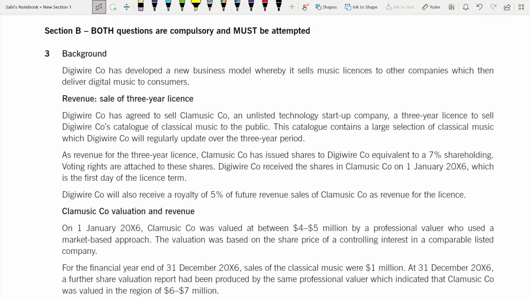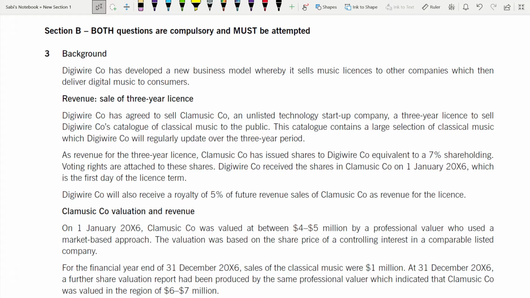September December 2019 SBR paper question number 3. Question number 3 and question number 4 come in section B, which are both for 25 marks. Previously I have covered question 1 and 2 of the September December 2019 SBR paper. Please go and check them if you haven't. And today we are going to discuss question number 3.